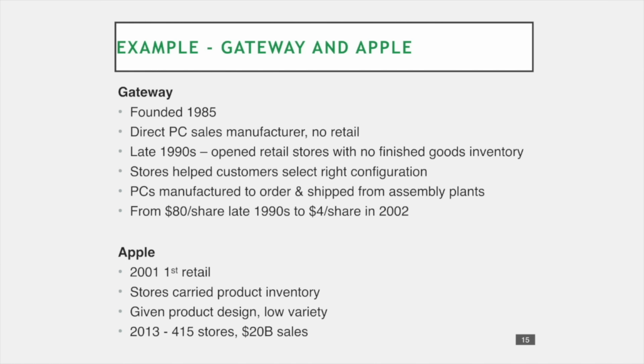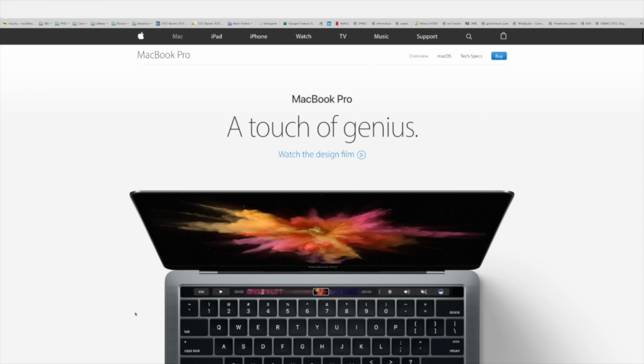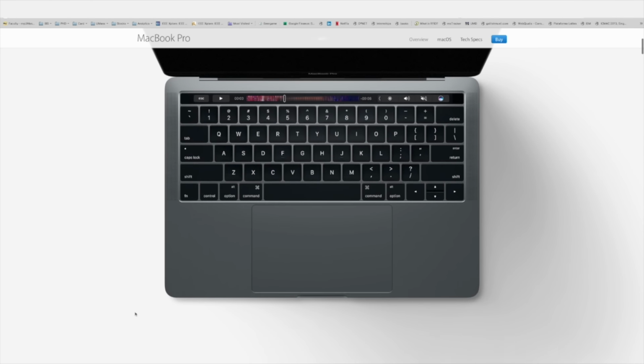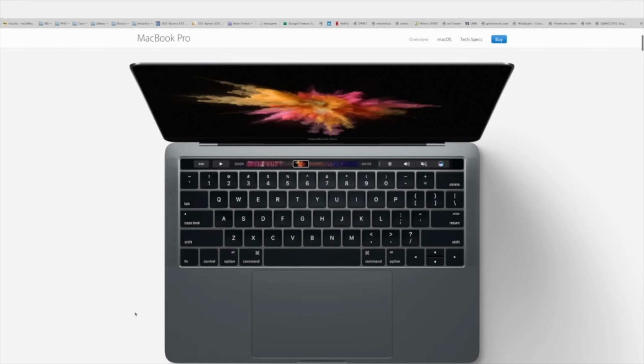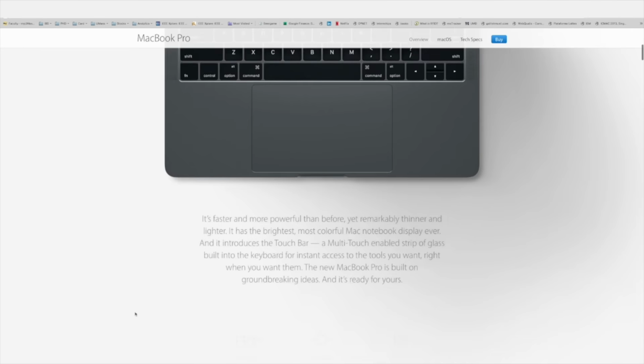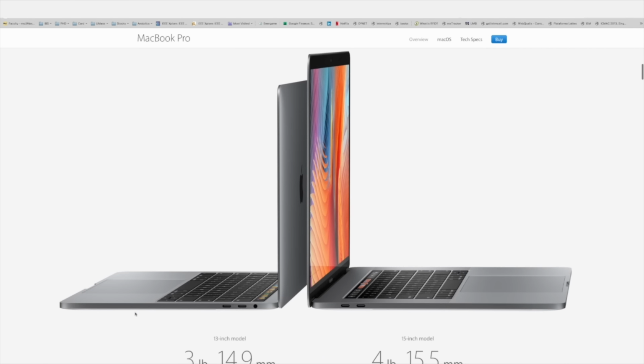So the same thing happened with Gateway, and by 2002 their stock price was about $4 per share. Now if you look at Apple, they had a different approach. Their first store came up in 2001, and these stores carried product inventory. So Apple is a very unique company.